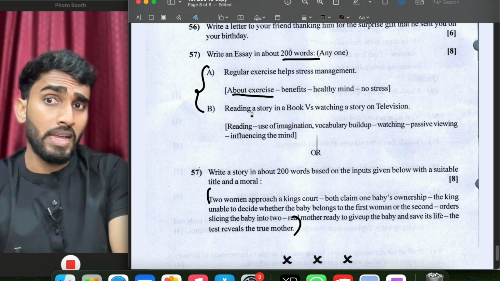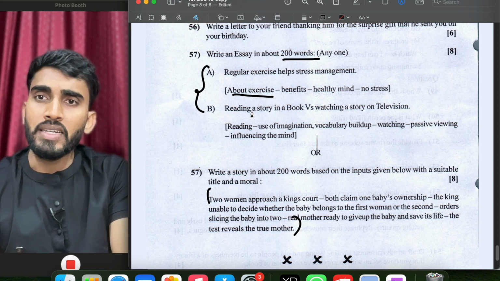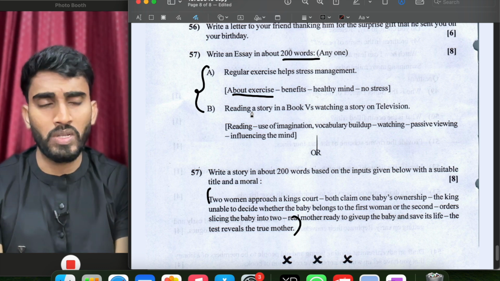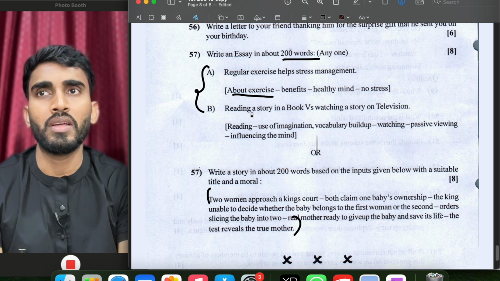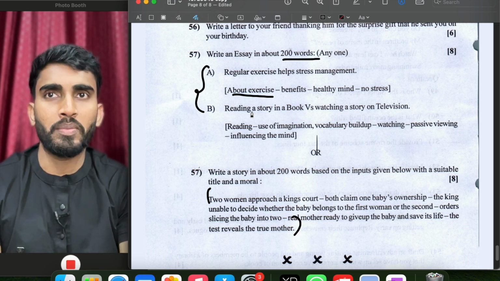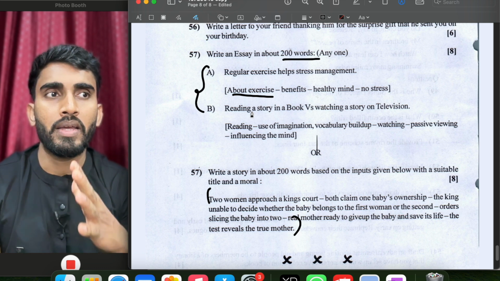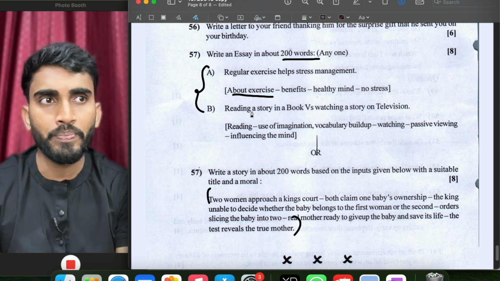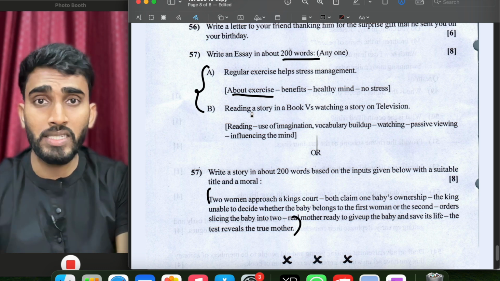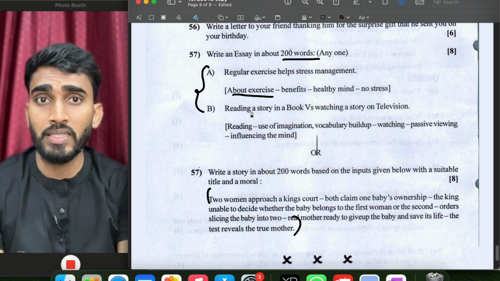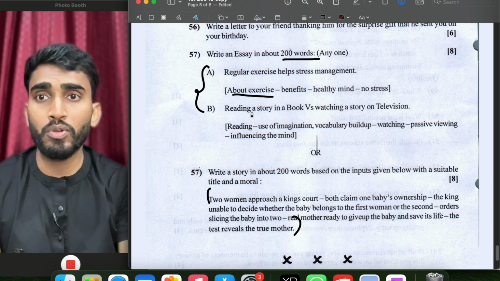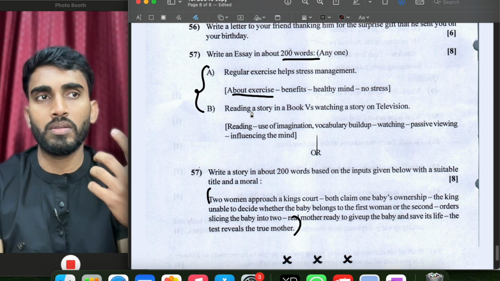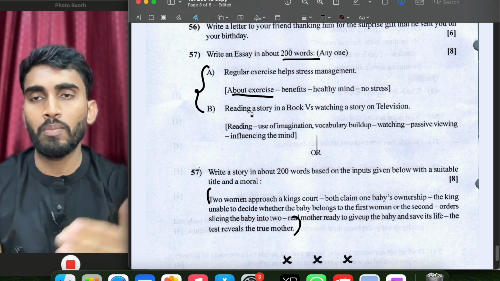Regular exercise is better than eating tablets to maintain stress. Just one example I gave you to start with, which is a kind of true statement, and a kind of statement which makes you think, really? Is exercise that important? If I do not exercise, then will I have to take tablets to manage my stress? The reader will go through these types of questions.